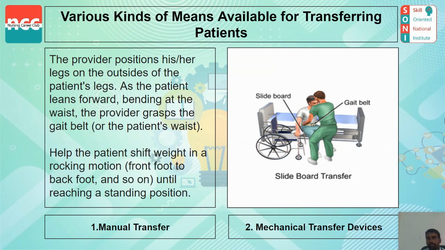This is all about manual transfer. Mechanical transfer devices. There are several mechanical transfer devices like crutches, a wheelchair, and a bed. There is a gait belt on the wheelchair and a slide board so that a patient can sit properly on the wheelchair, and the HHA should apply the gait belt to the patient so that the patient can be mobilized easily from one place to another place.